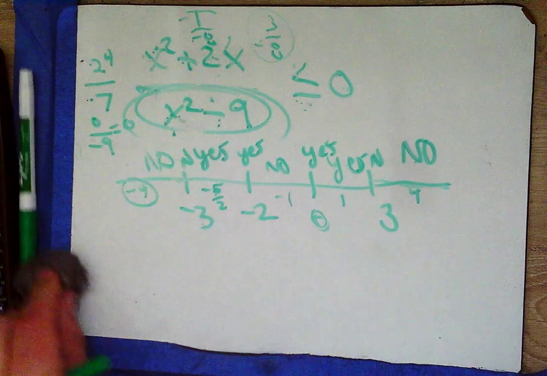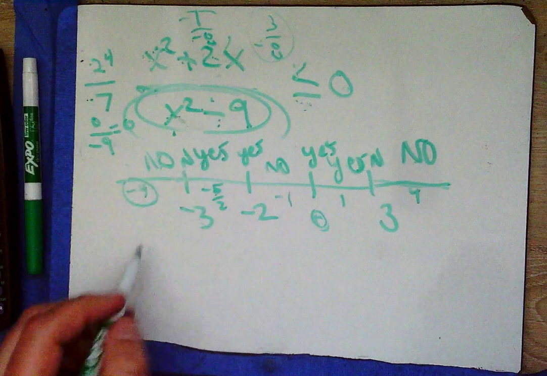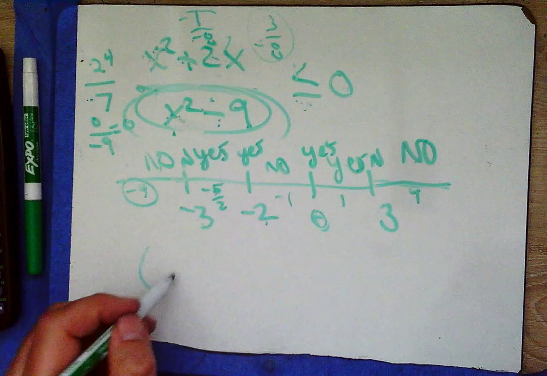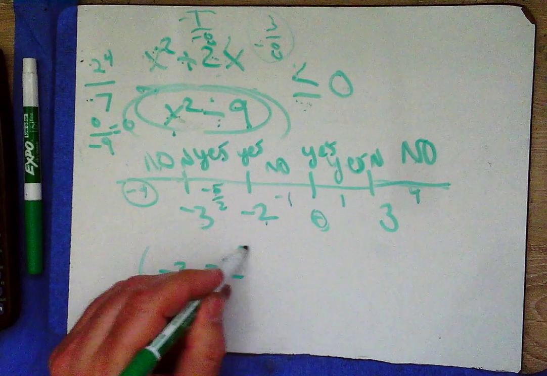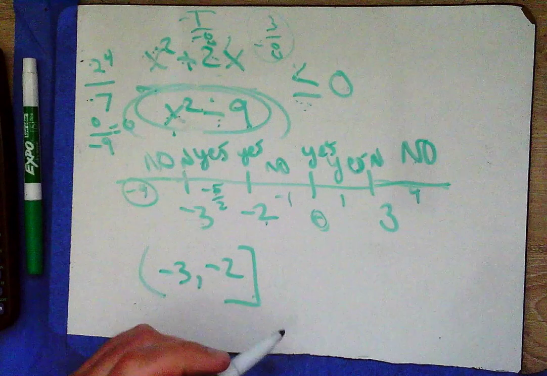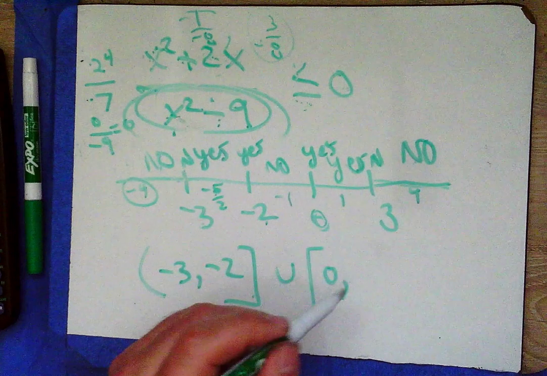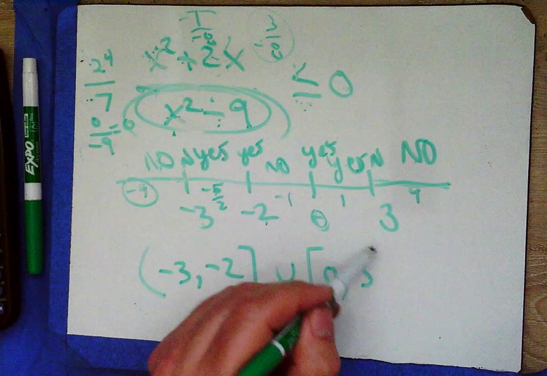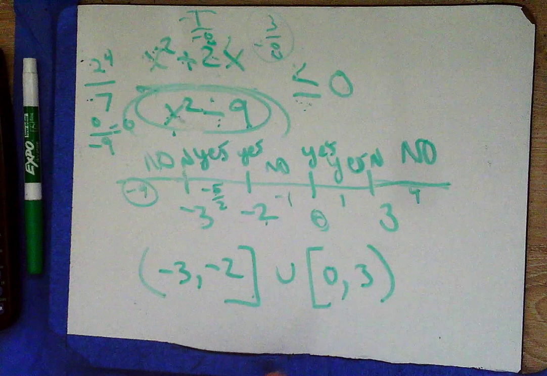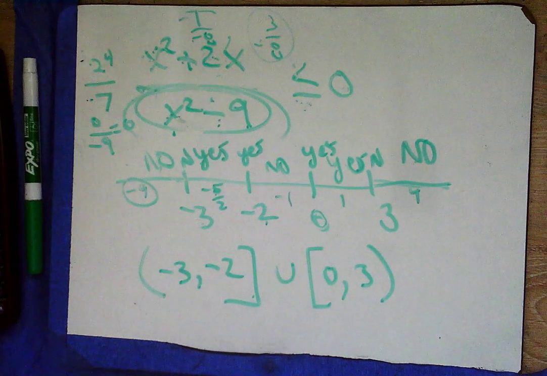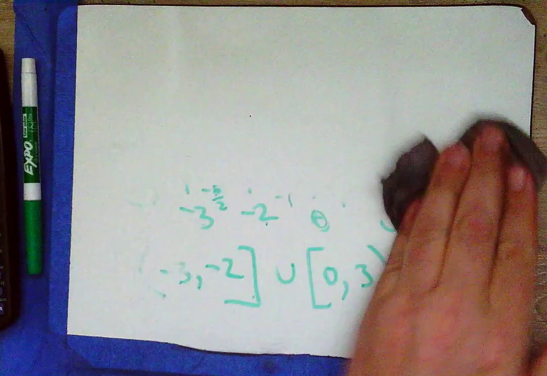So what's my answer here? Well, that's a no, which means parentheses. This, yes. So negative 3 to negative 2, and negative 2 works, so it gets a bracket. Union, 0 works, so it gets a bracket. And then we go out to 3, which is not included. Wow, there's a lot of thinking to do in these problems. Pay attention. It'll be just fine. It's the same steps over and over, but you do have to take them.